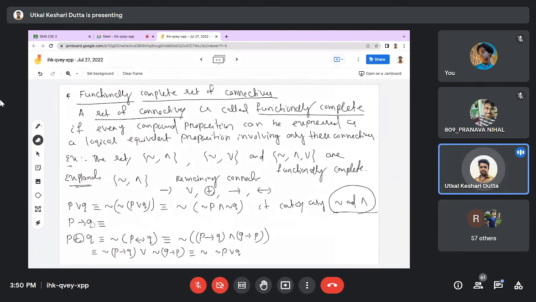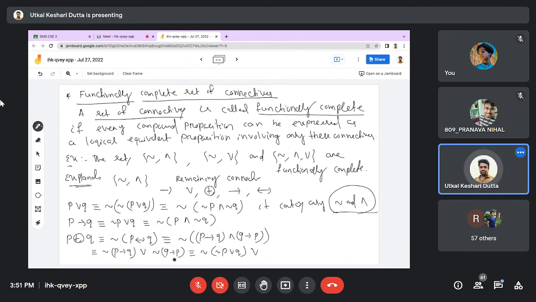P conditional Q, we know that P conditional Q is equivalent to negation P disjunction Q. So see, P or Q is negation of negation P conjunction negation Q. That is the same as negation of negation P, that is P. So negation of P conjunction negation Q, disjunction negation of Q conditional P. So P conditional Q is equivalent to negation P disjunction Q.